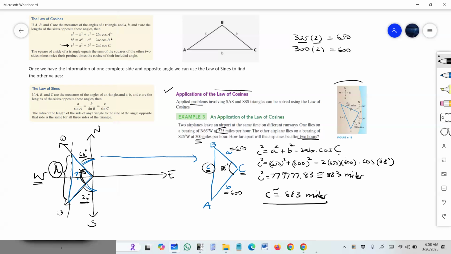This is the law of cosines. We need it when we do not have a complete relationship like we have in the law of sines. Usually these problems begin with one application of the law of cosines, and then we can go immediately to the law of sines and find the other values. At the end, sometimes we use the fact that the sum of the internal angles of a triangle is 180 degrees to find the remaining angle. So this is, in essence, the application of the law of cosines.